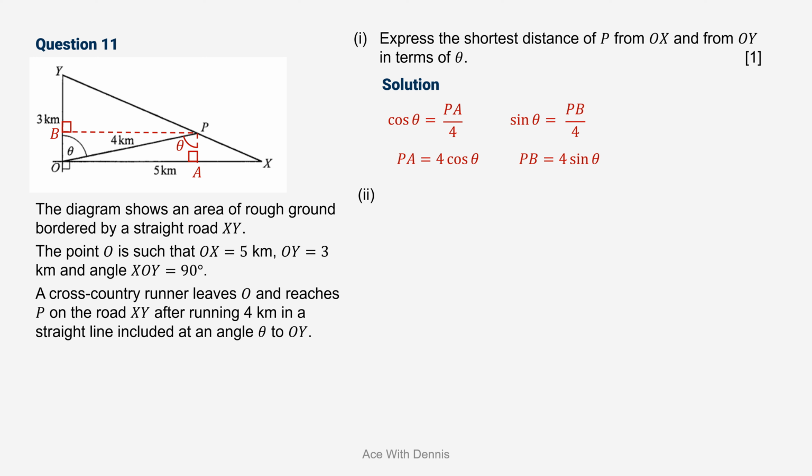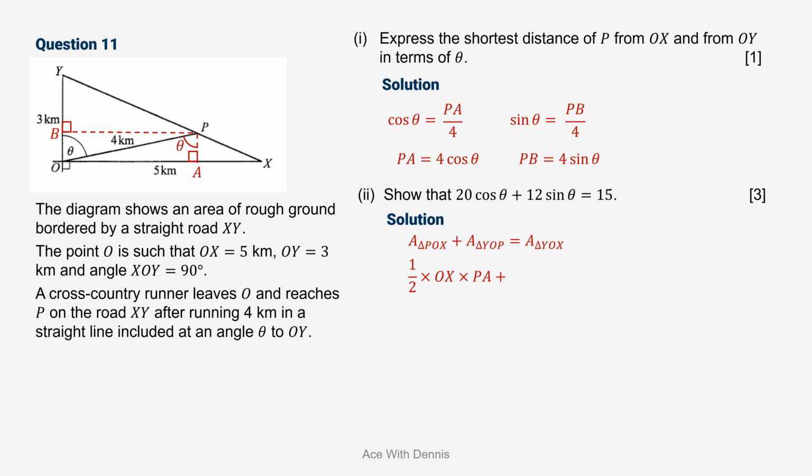Then move on to part 2. Show that 20 cosine theta plus 12 sine theta equals 15. 3 marks. Now, from the diagram, we can say that area of triangle POX plus area of triangle YOP equals area of triangle YOX. Okay, so for the area of triangle POX, it is half times OX times PA. For the area of triangle YOP, it will be half times OY times PB. For the area of triangle YOX, it will be half times OX times OY.